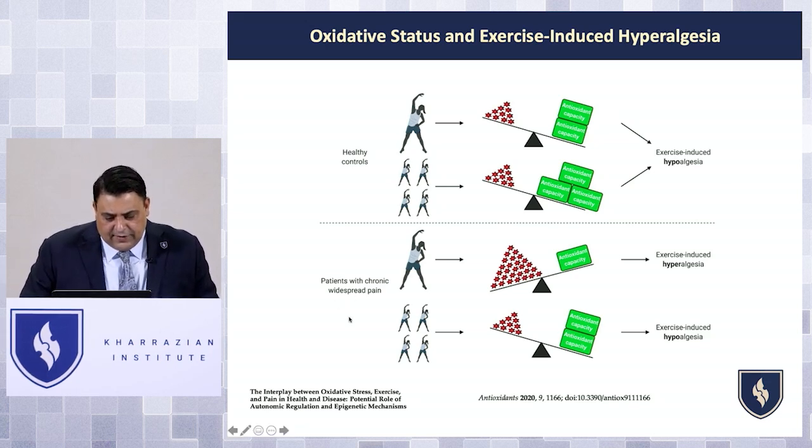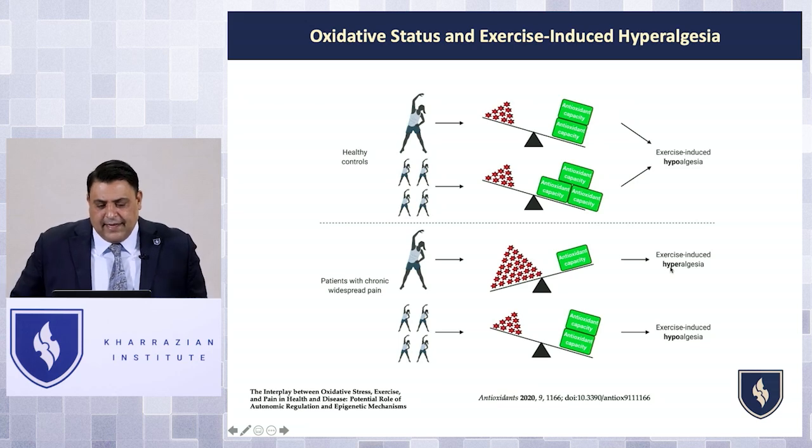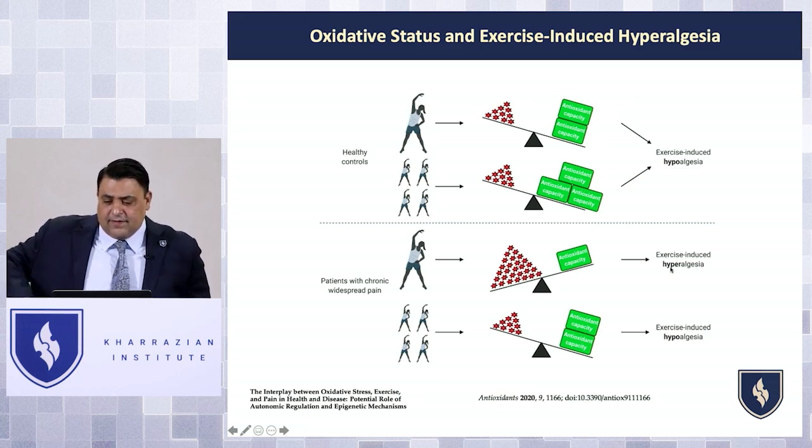But patients that have chronic widespread pain syndromes, many times they have lots of free radicals, you can see here, and more free radicals in their antioxidant capacity. So when they exercise, they have hyperalgesia, and their body hurts more, and they can't recover. And then this has different degrees.